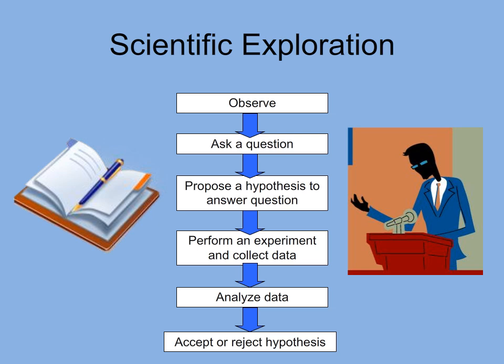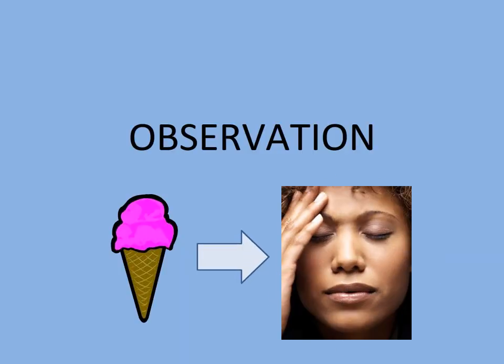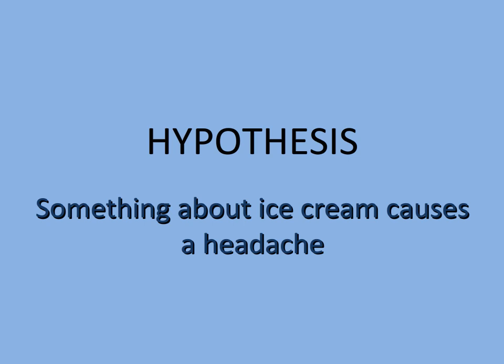Let's go through these steps with an example. You eat an ice cream cone rather quickly and observe that you get a splitting headache. Why did you get the headache? Let's answer that question to form our hypothesis. There must be something about ice cream that causes a headache. But is that a good hypothesis?